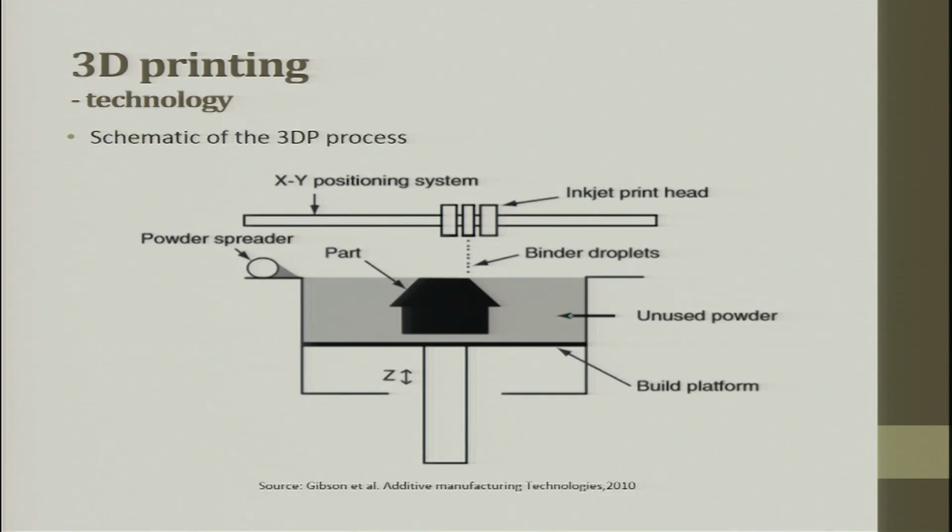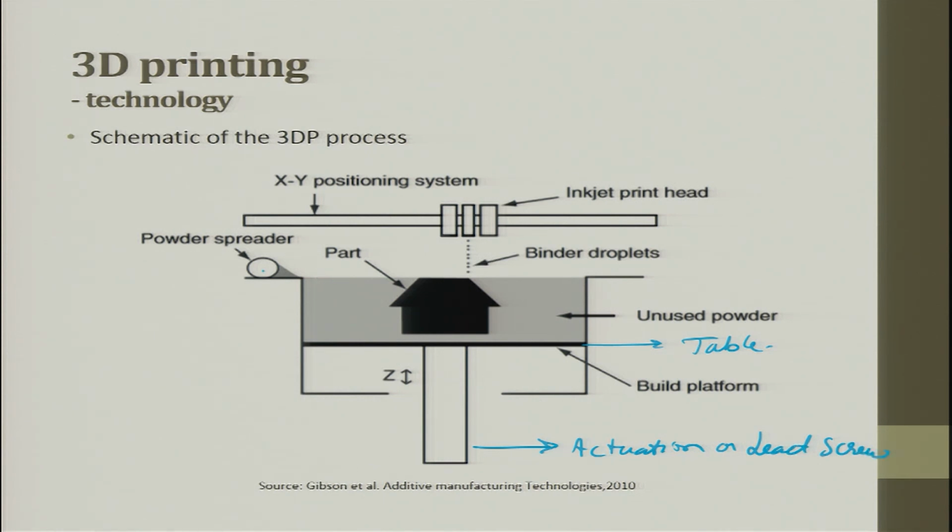So this is how a typical schematic diagram looks like. You have a powder spreader, so that spreads on top of the table. So the table will have a tank. So this is the table. This is the actuation or a lead screw which moves back and forth, up and down.